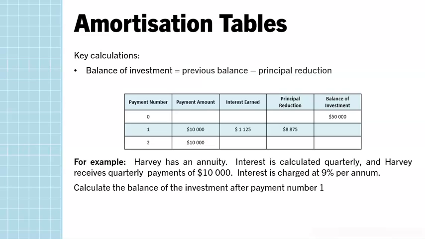And the final value to figure out is the balance of our investment. Again, the balance of our investment will always be our previous balance minus that principal reduction. So in this case for Harvey, the balance after payment 1 will be our previous balance of $50,000 minus the reduction of 8,875. And so that will mean he will have $41,125 in the account at that point.